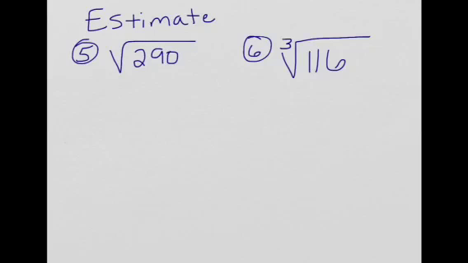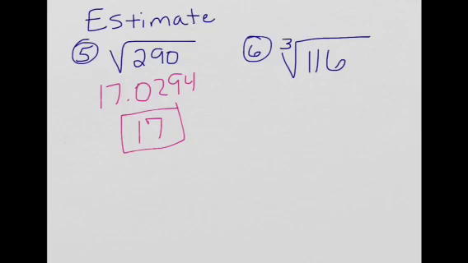Estimate. So we're going to do the square root of 290. When we punch that into the calculator, we get 17.0294. So our estimate would be 17. The cube root of 116, when we punch that into the calculator, we get 4.877. So the estimate for the cube root of 116 is going to be 5. You just round your decimals to the nearest whole number.